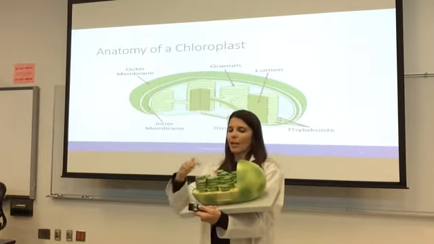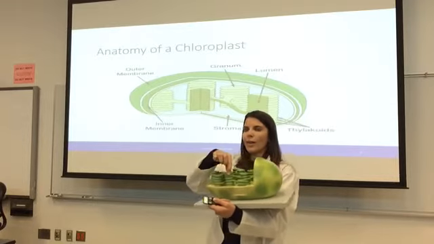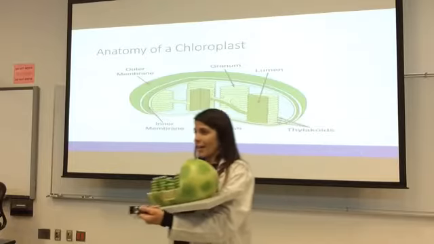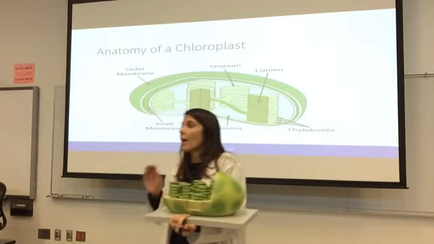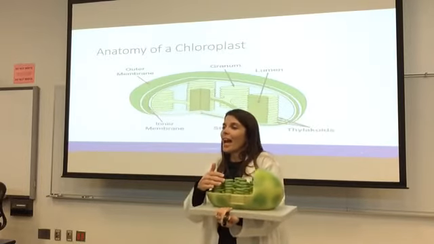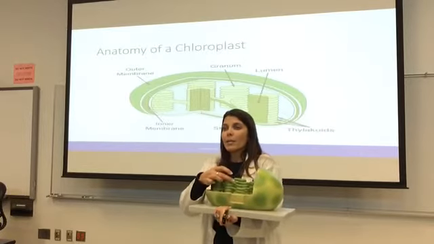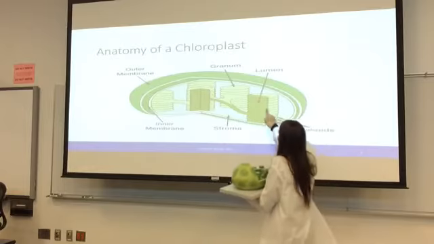I'm going to start here with one of these green circles. And I choose to call them green pancakes because that's what they look like. Their scientific name is a thylakoid membrane. These thylakoid membranes are hollow.